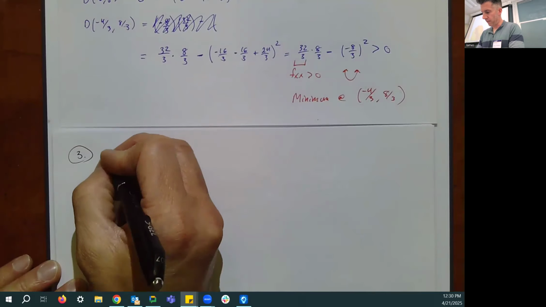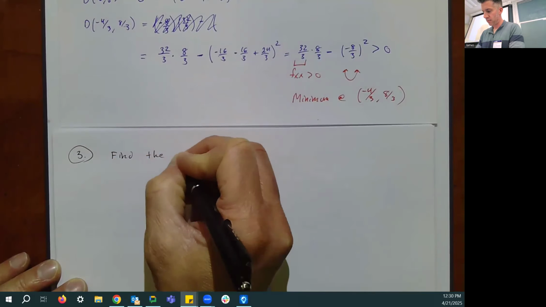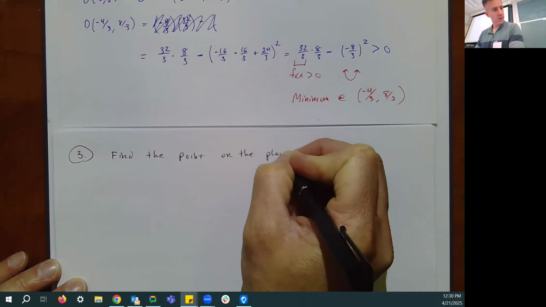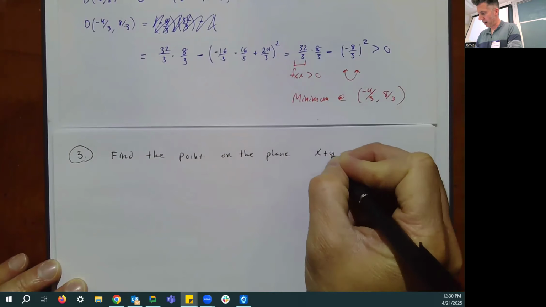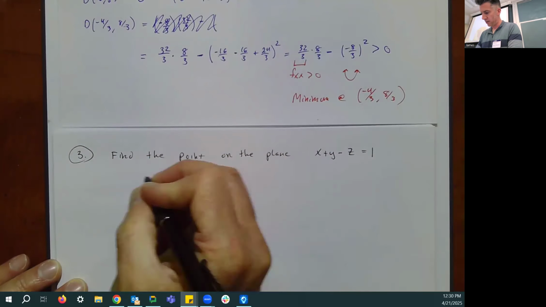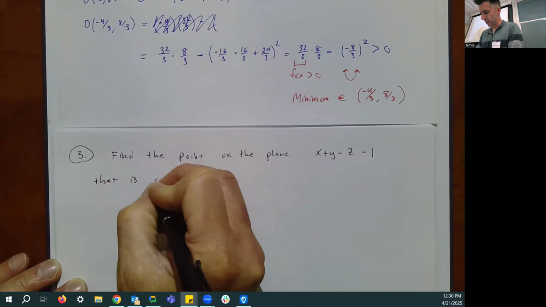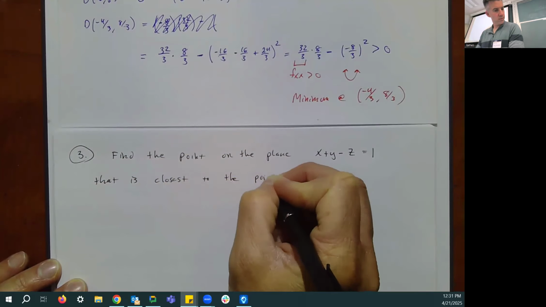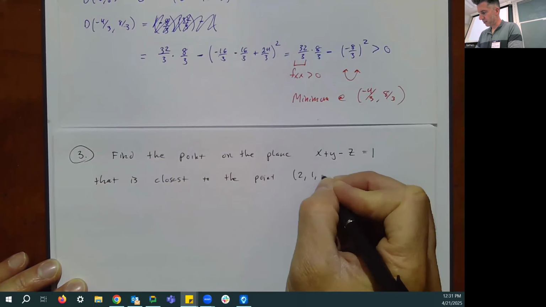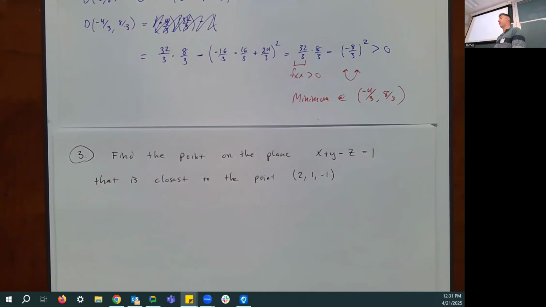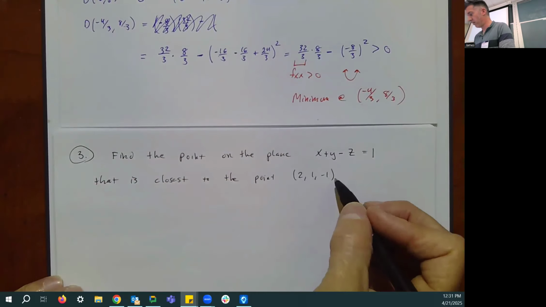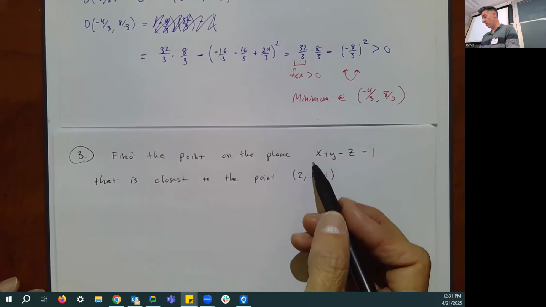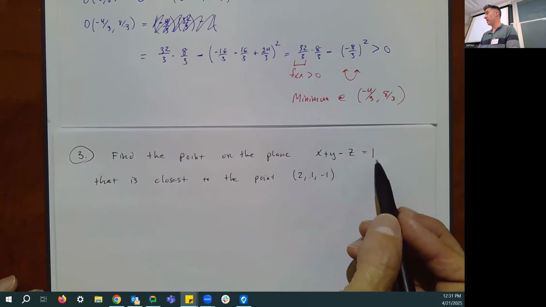So find the point on the plane x plus y minus z equal to 1 that is closest to the point (2, 1, -1). I will point out that (2, 1, -1) is not on the plane, right? If you plugged in 2 for x, 1 for y, negative 1 for z, x plus y minus z would not equal 1.